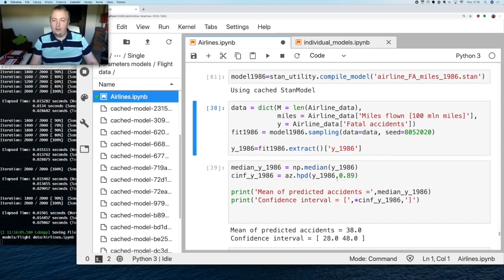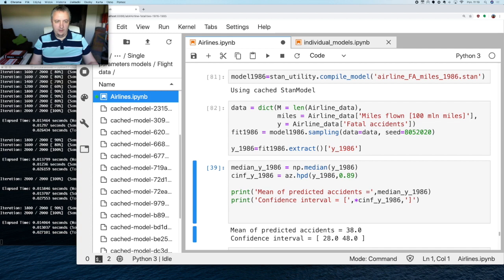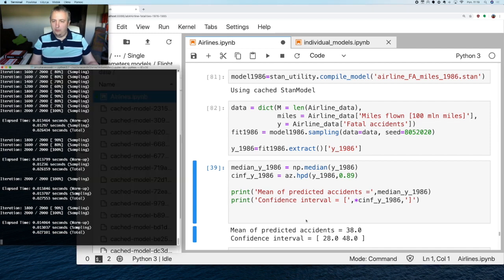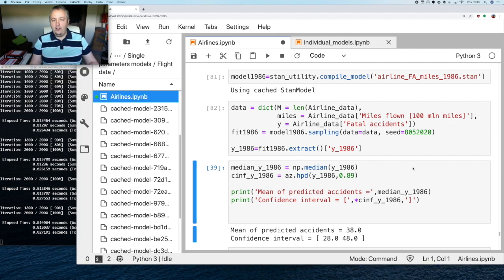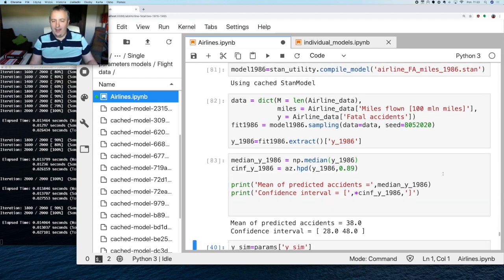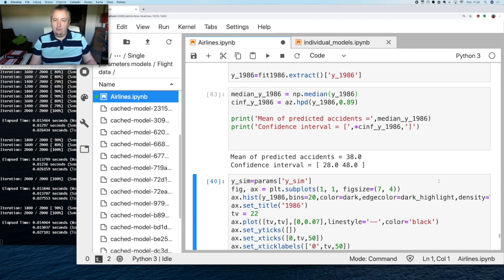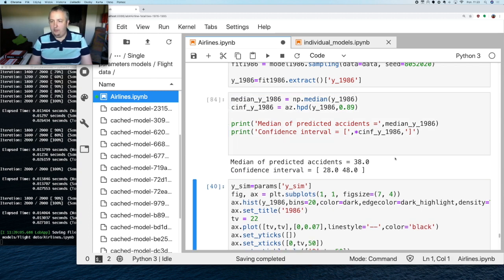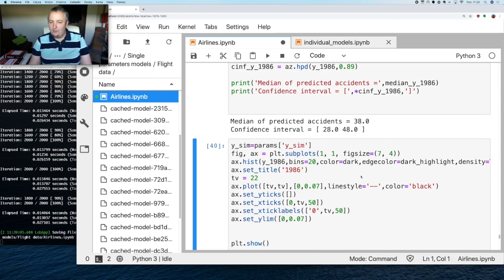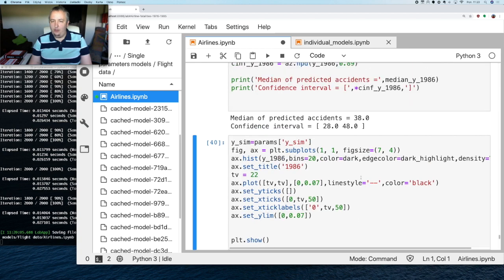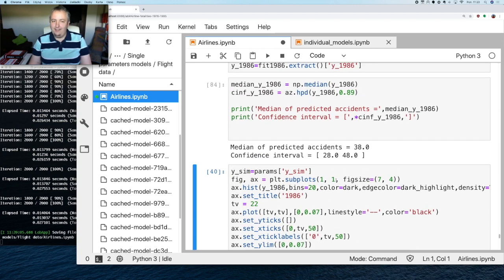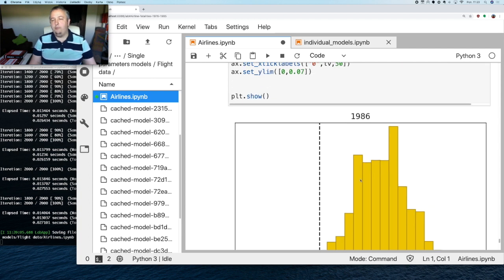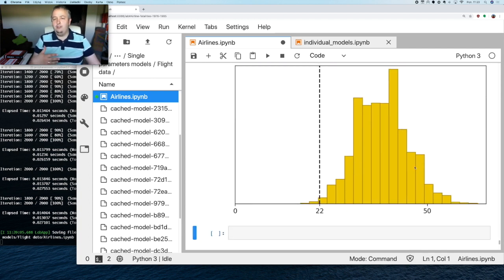We compile it, and we again perform the inference, which was again very fast. So not much to do, not much to discuss here. We can now do some prediction, and as we can see, the median of predicted accident deaths is 38, which is much more than really happened. And again, the systematic effect that we've observed here is even more pronounced.